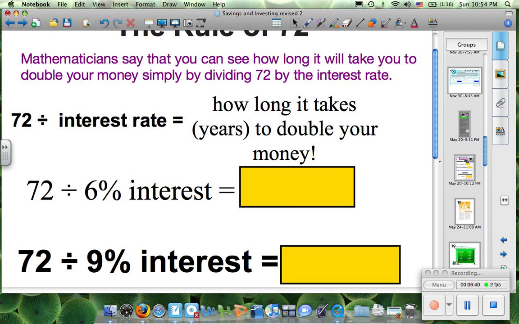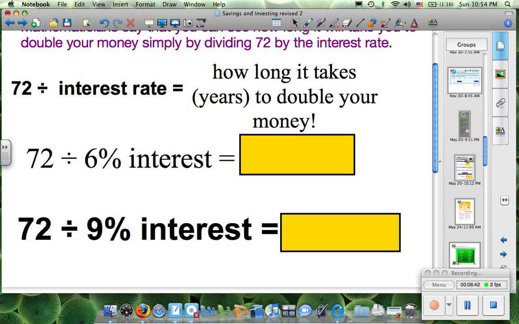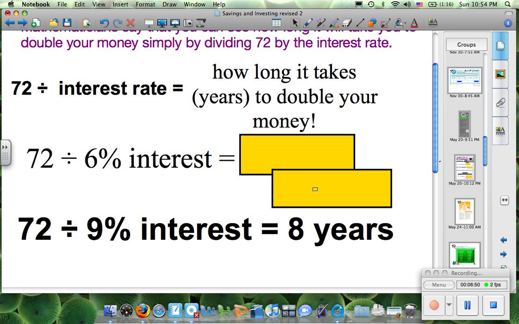Now, if you have something earning 9%, again, just take 72, divide it by 9. Don't change the percent to a real number. Approximately, it will take you 8 years to double your money. So, 1 quarter becomes 50 cents in 8 years. $10 million becomes $20 million in 8 years. Okay?